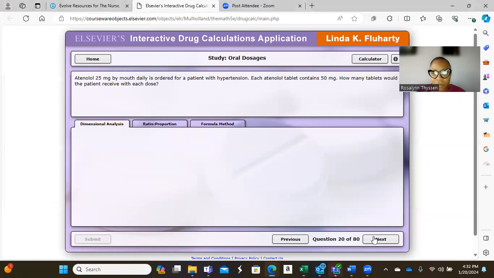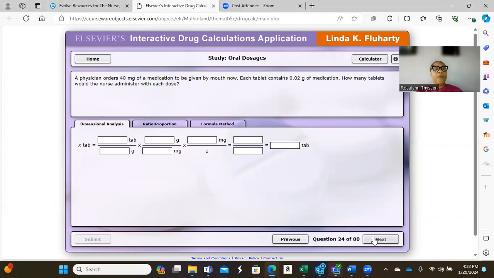Come on, conversion. All right, here we go. A physician orders 40 milligrams of a medication to be given by mouth now. Each tablet contains 0.02 grams of a medication. How many tablets would the nurse administer with each dose? What am I looking for? I'm looking for tabs. Because I'm looking for tabs, that's what I start off with.